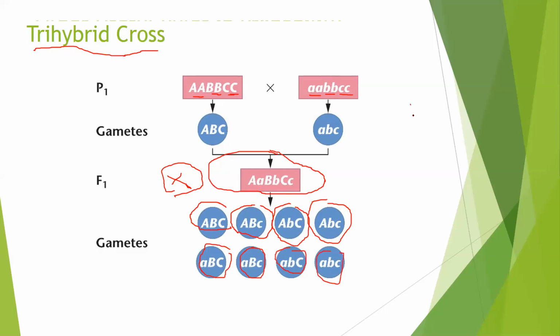If we talk about 1 gene, we end up with 2 possible gametes. If we are talking about 2 genes, then we have 4 types of gametes, which is 2 to the power of 2. And now if we're talking about 3 genes on 3 independent chromosomes, we end up with 8 possible gametes, which is 2 to the power of 3. That's all about the magic number of 2, because we're dealing with a diploid organism.